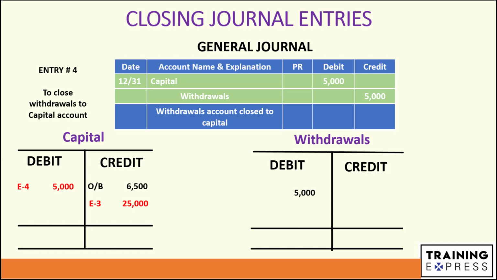Now look at the other T account over here, withdrawals. Withdrawals has got a debit balance of $5,000, and when we post this transaction, withdrawals will be credited by $5,000. Now you would see that withdrawals account's ending balance is 0. And now we would like to calculate our final ending balance for the capital account, which is $26,500.